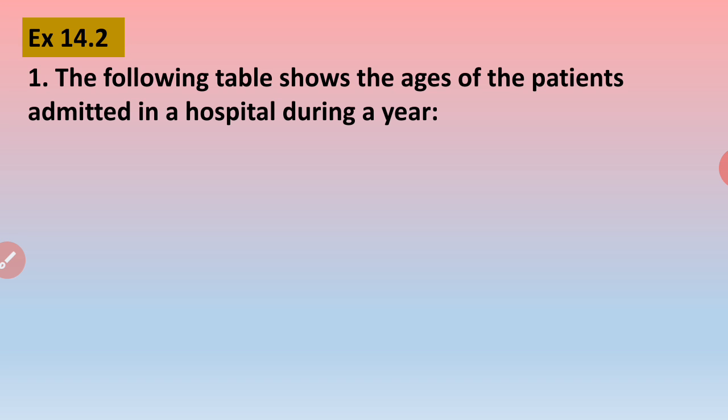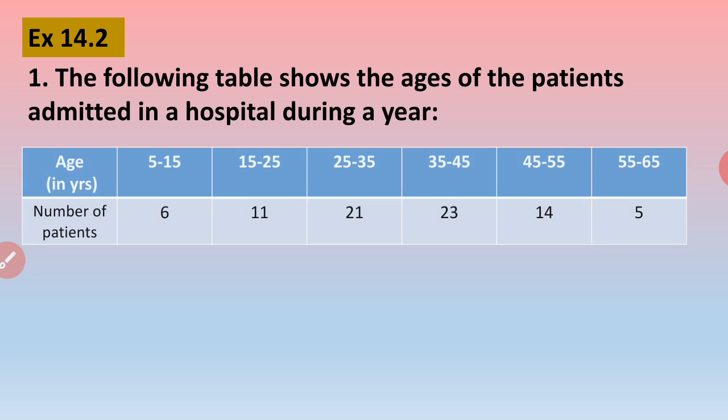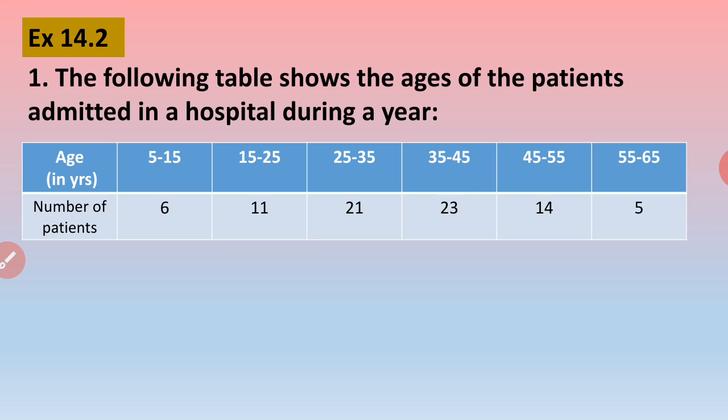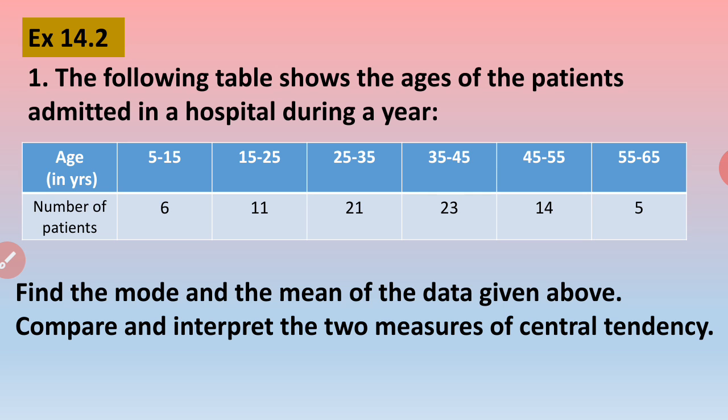Here the first example is being discussed. The following table shows the ages of the patients admitted in a hospital during a year. So this is the age of the patient. For the ages 5 to 15, there are 6 patients. For the ages 15 to 25, there are 11 patients, and so on. Find the mode and the mean of the data given above. Compare and interpret the two measures of central tendency.